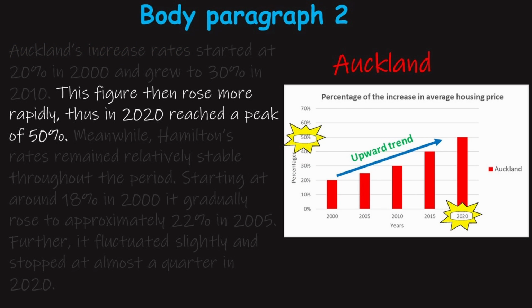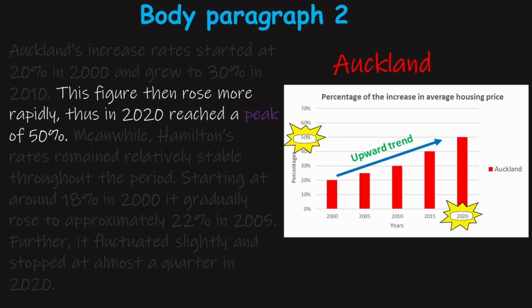The second sentence. The phrase "this figure then rose more rapidly" is used to retain the attention on Auckland, to illustrate how the trend developed over time. As long as the second body paragraph encompasses two trends, we should concisely describe each trend, as the time is limited to only 20 minutes during the actual exam.